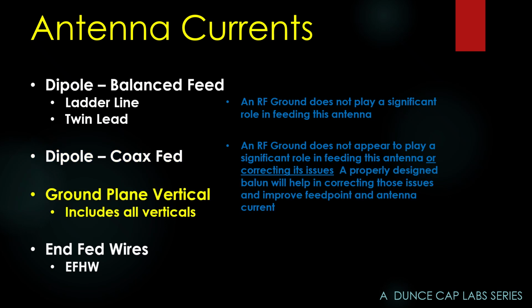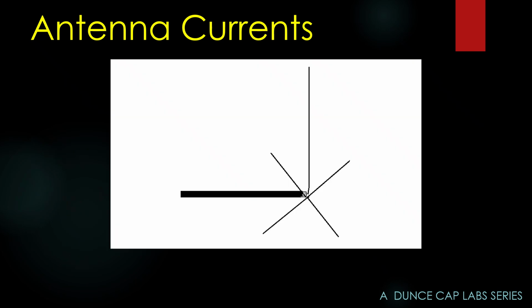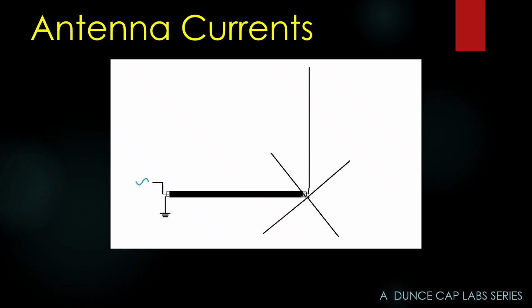Let's talk about the verticals. This will be a quick talk. You're familiar with this. Again, we're going to impose this current. We're going to try to keep the coax braid at ground. We're going to get current flowing like we normally do. The other half of the cycle, the current's going to reverse.